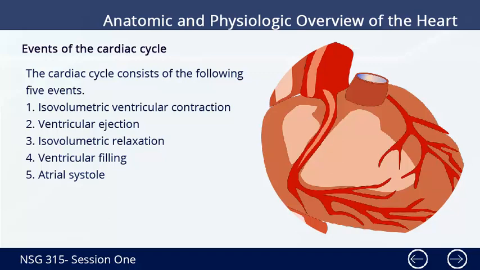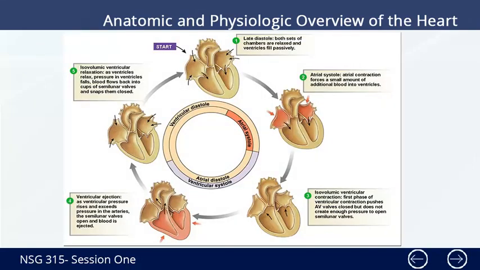Number 5, atrial systole, known as the atrial kick. Atrial systole, coinciding with late ventricular diastole, supplies the ventricle with the remaining 30% of blood for each heartbeat. The figure below illustrates the cardiac cycle.